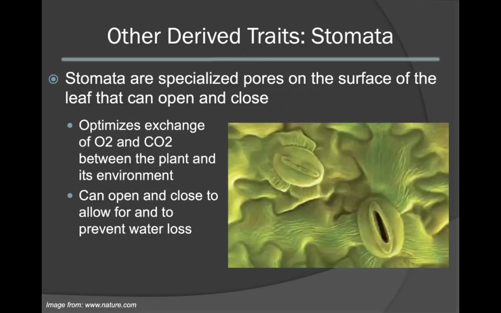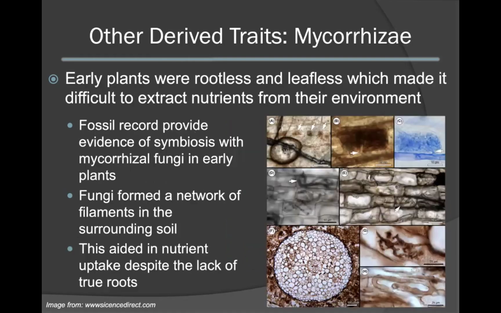Another derived trait is the presence of stomata. Stomata are specialized pores that are present on the surface of a leaf. These pores can open and close to optimize gas exchange of oxygen and carbon dioxide between the plant and the external environment, and they can also prevent water loss.